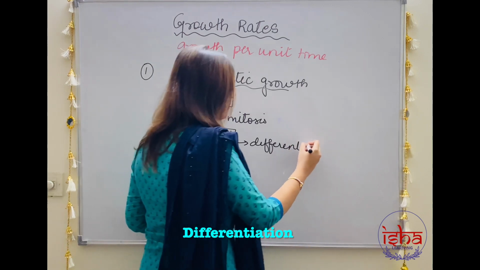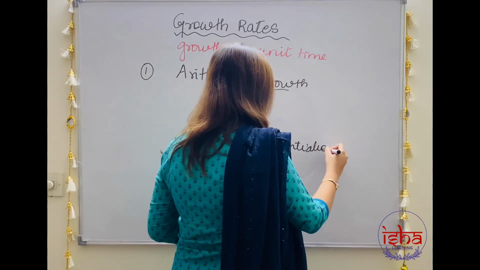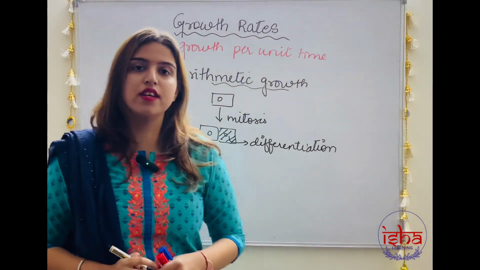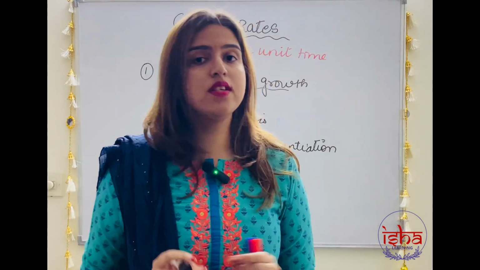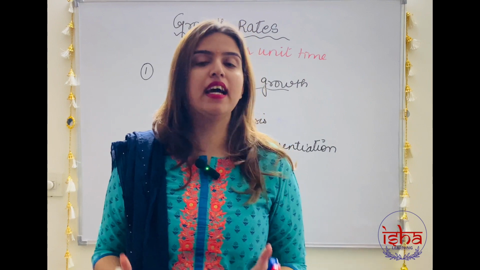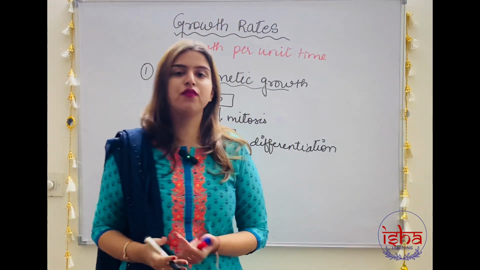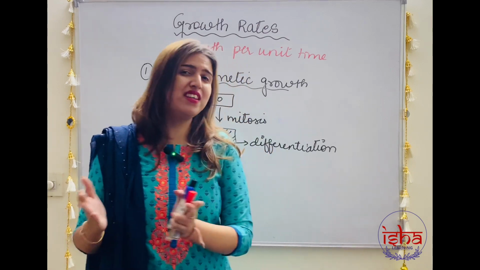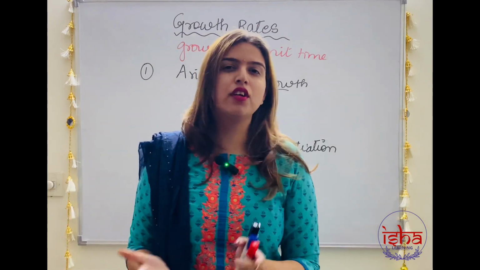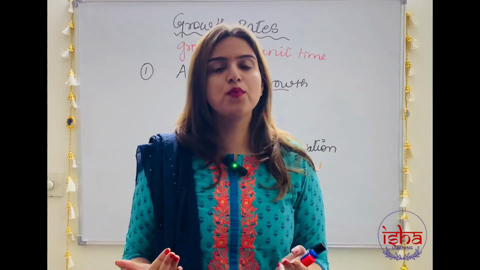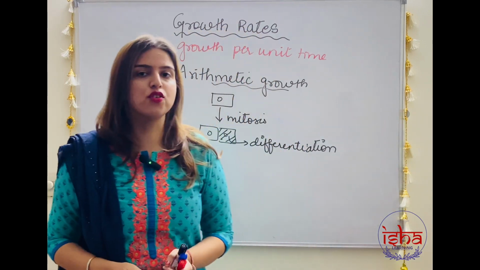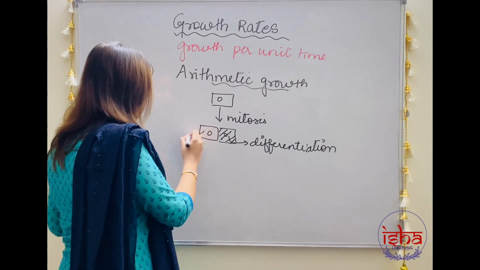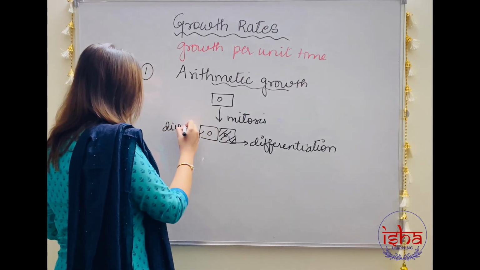So what is differentiation? As we have discussed earlier, I'll just recap that for you. Differentiation is the process where any cell loses its ability to divide and takes up a specialized function. A meristematic cell might get converted into a xylem cell. It might get converted into a phloem cell. So this process is known as differentiation. So one of the cells got differentiated and the other one continues to divide.